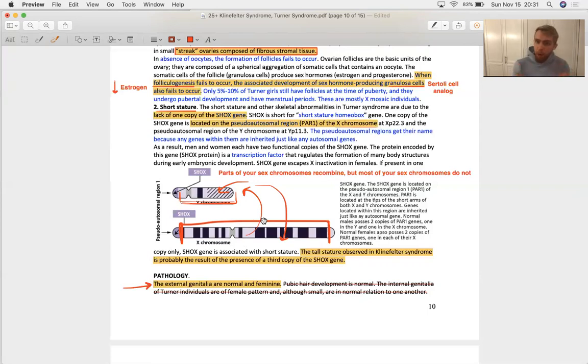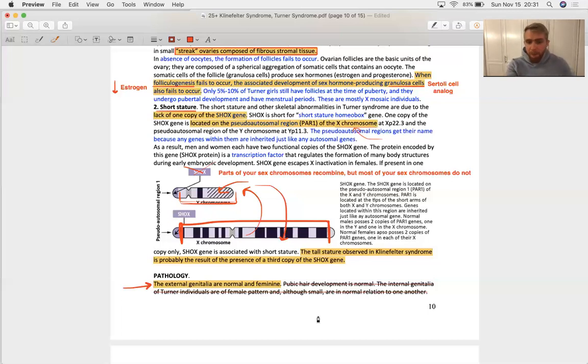Now, the little part of the Y and the X that we do allow to recombine is called the pseudoautosomal region. So there's high variance in this pseudoautosomal region, and thus a higher propensity for possible mistakes and mutations because it's less methylated, it's more transcriptionally active. And so that's where this SHOX gene, short stature homeobox, comes in. It's on the pseudoautosomal region, and so it is exposed to possible mutations. Now, if you only have one copy of the X chromosome, you only have one copy of the short stature homeobox gene, which means you're going to be short.